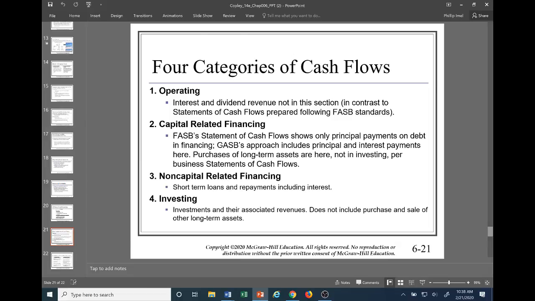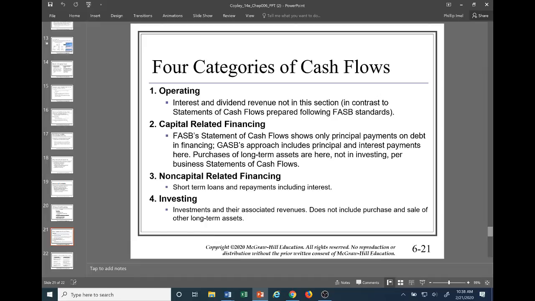The next section is the non-capital related financing. And this is going to be your short-term loans and repayments, including interest. So what type of activities do you think we would expect to see if we were building this statement in the non-capital related financing? What are some of the short-term loans that we've seen when dealing with some of the entries we've expected to see?